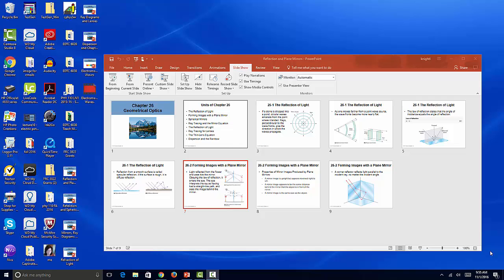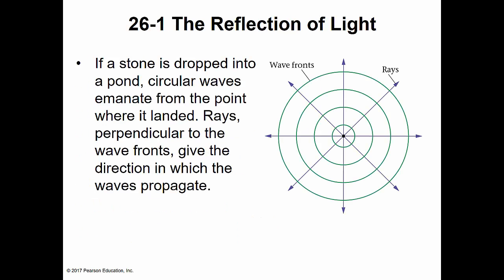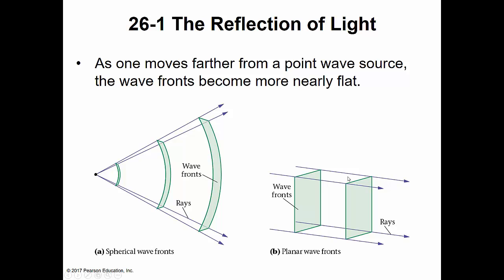This video will discuss reflection of light and images formed with a plane mirror. If a stone is dropped into a pond, circular waves emanate from the point where it landed. Rays perpendicular to the wavefronts give the direction in which the waves propagate. As one moves further from the point, the wavefronts become more nearly flat.